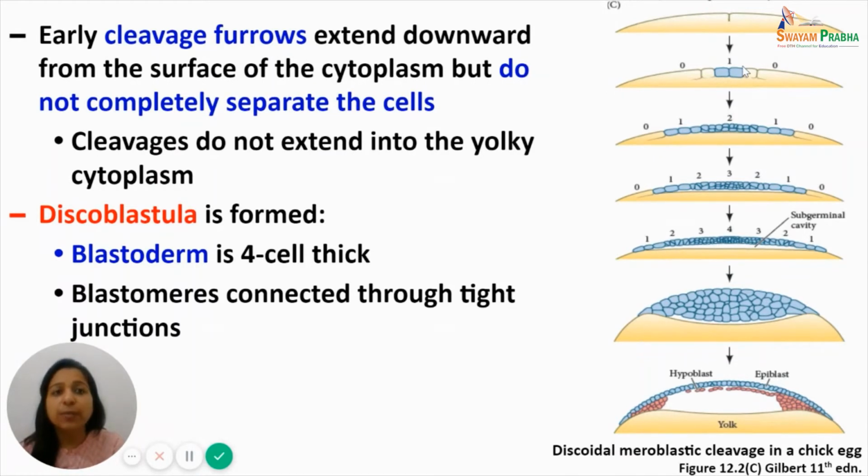However, they are not able to completely separate the cells. The cleavages are not able to extend into the yolky cytoplasm. The yolk impedes the formation of cleavage furrows through them. So in effect, the lower portions of these blastomeres that are being formed are in continuation with the yolk lying below them. With further cleavages, a discoblastula is formed in which the blastoderm is somewhat four-celled. The blastomeres are connected to each other by means of tight junctions.